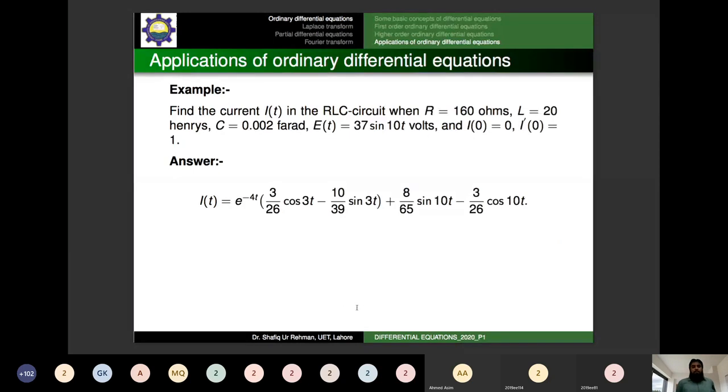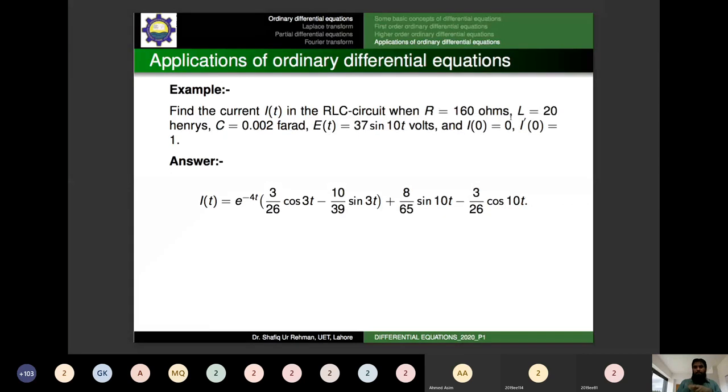Third one, RLC circuit. We are interested to find current in the RLC circuit. Resistance of a resistor is given, capacitance of a capacitor is given, inductance of an inductor L is given, and then the electromotive force is there, 37 sine of 10t. And we have two conditions again. I of 0 equal to 0, I prime of 0 equal to 1. So these are the initial conditions.